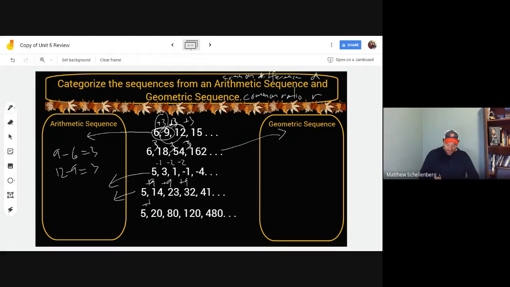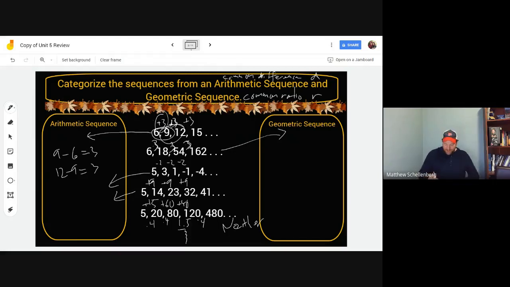Here, it's plus 15, plus 60, plus 40. Okay, so this is not arithmetic, right? Because it has to be the same common difference. Is it geometric though? So it's times 4, and here is the weird one. This is times 1.5, and then it's times 4 again. So this is a problem. So this is going to be neither, or neither, depending on how you say it.